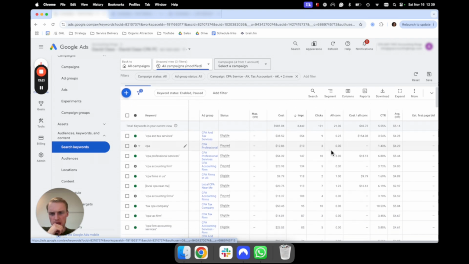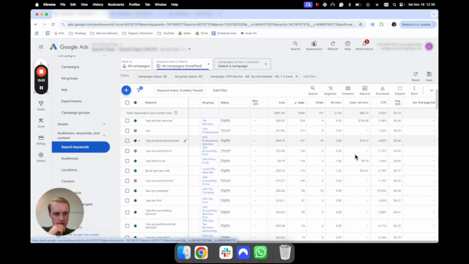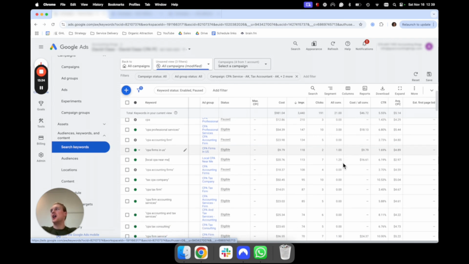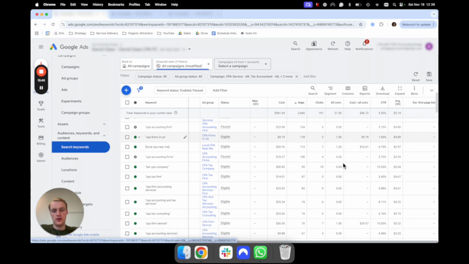We've already passed this keyword over here. This one is okay. So we don't pass this keyword again because it has a conversion. So we are not going to pass something that is working. If it's working, of course, you want to let it do its thing. I'd rather have a lot of keywords that have a click-through rate of 1%, but a conversion rate of, let's say, 15%, than the other way around. Because at the end of the day, conversions are going to make you money if you have a good follow-up process, which will be another video in the future.